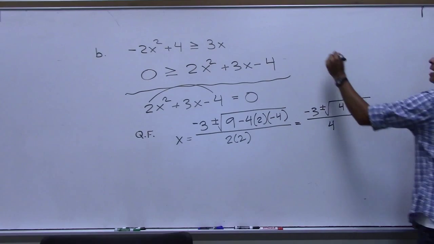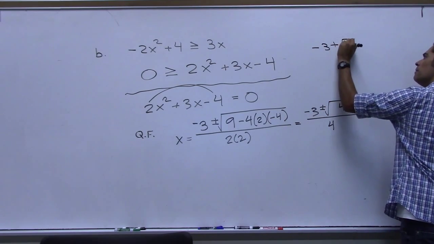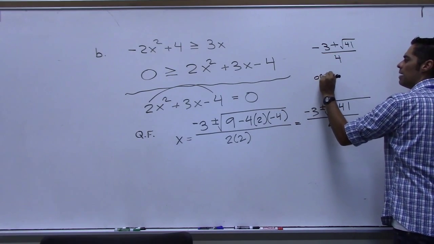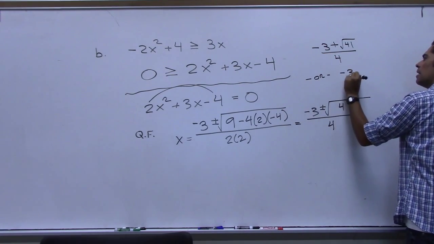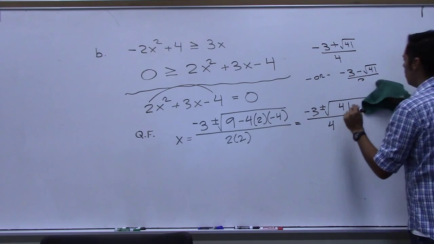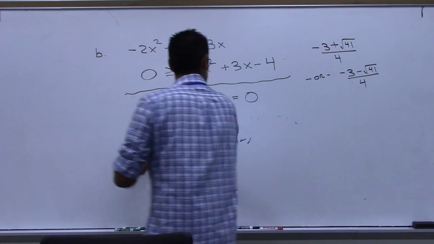So we have two possible answers here. -3 plus root 41 over 4, or the other answer would be -3 minus root 41 over 4. Do you all agree that those are our two answers? Yes?